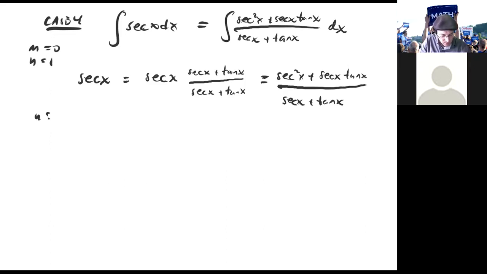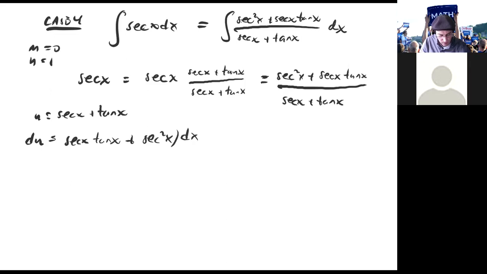So let's let u equal secant x plus tangent x. So that's the denominator that appears in the fraction of the integrand. And then what's du? That's the derivative of secant x, which is secant x tangent x, plus the derivative of tangent x, which is secant squared x, all times dx. And that is the numerator of the integrand. So u is on the bottom, and then we have du on the top. So this is just the same thing.